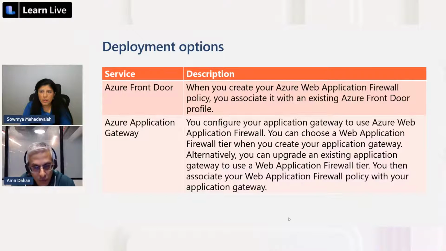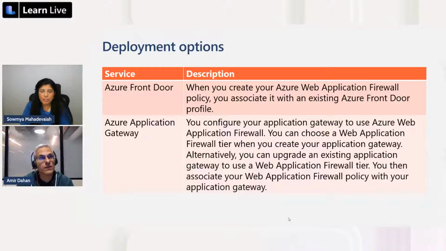Question here, please. So Soumya, do we give customers the option to select every SKU of Azure Front Door and Azure Application Gateway to use with WAF, or do we recommend specific SKUs for WAF?